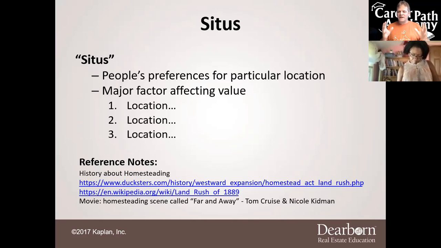What are some of the major factors when purchasing real estate or valuing it? Location, location, and location, right? Location is very important.